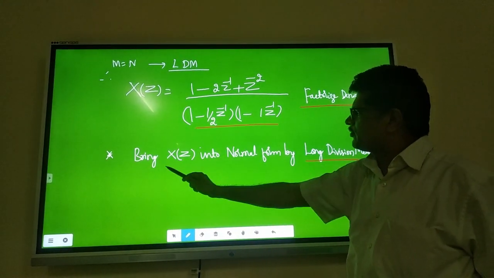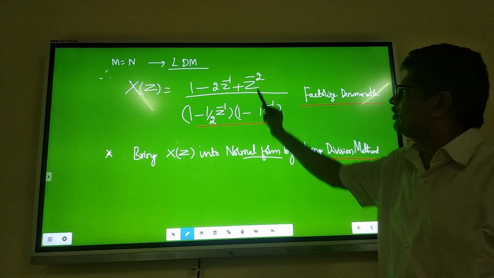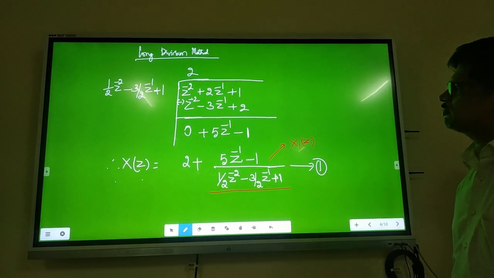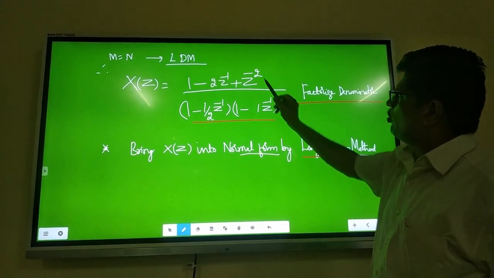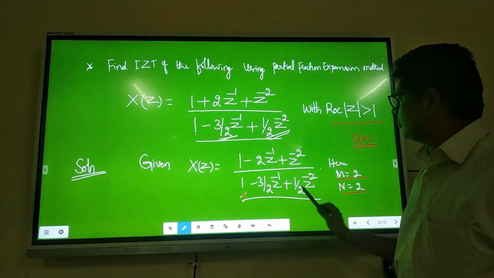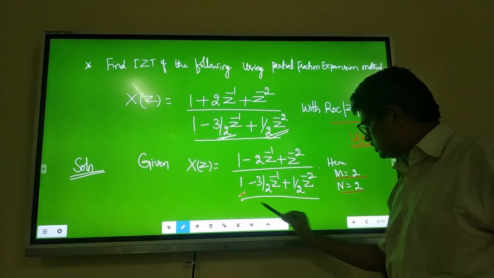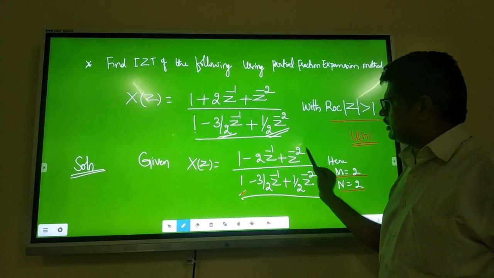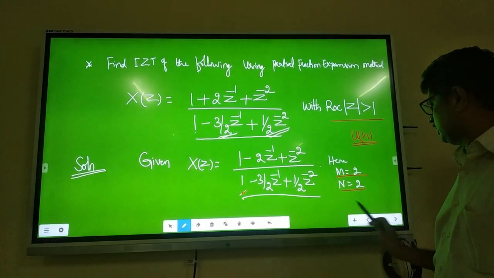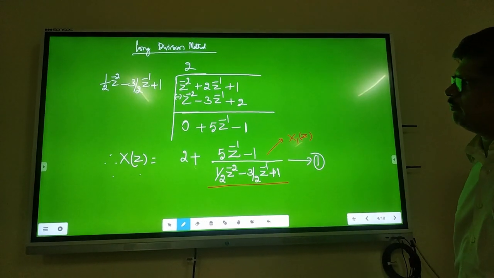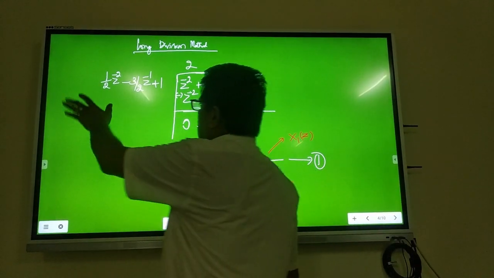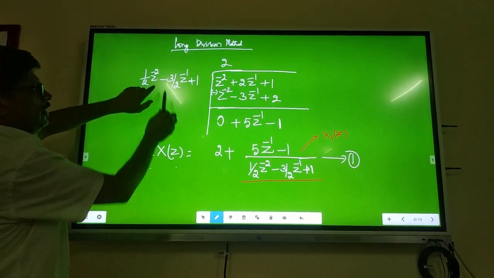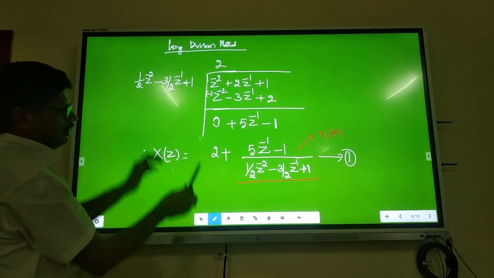Next, bring this X of z into normal form by the long division method. What is that long division method? See this: this is the numerator and this is the denominator. The denominator you have to write like a divisor, and the numerator is the dividend. I will write it like a division. From the right side I will write the denominator first: 1 by 2 z power minus 2 minus 3 by 2 z power minus 1 plus 1.